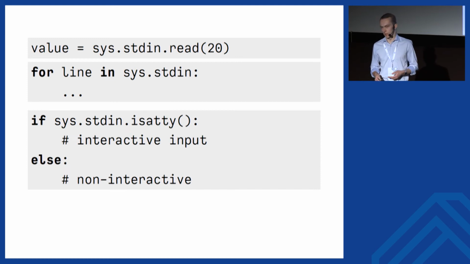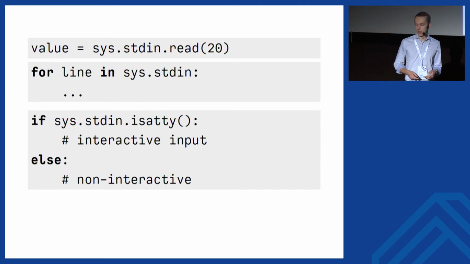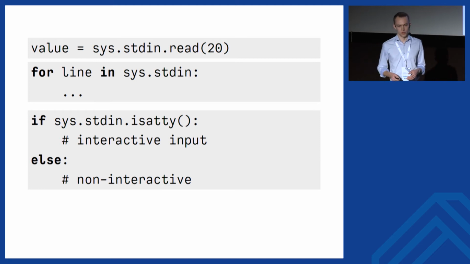It also gives you a function like isatty, which tells you whether the input is interactive or non-interactive. Interactive means that you can assume that there is a user in front of the terminal, so you can safely ask them for some input if you need something. If it's non-interactive, it means that your script was invoked in some other way, so you cannot assume that the user is there. And if you're expecting some input and you don't have it, then probably in this case you need to throw an error.